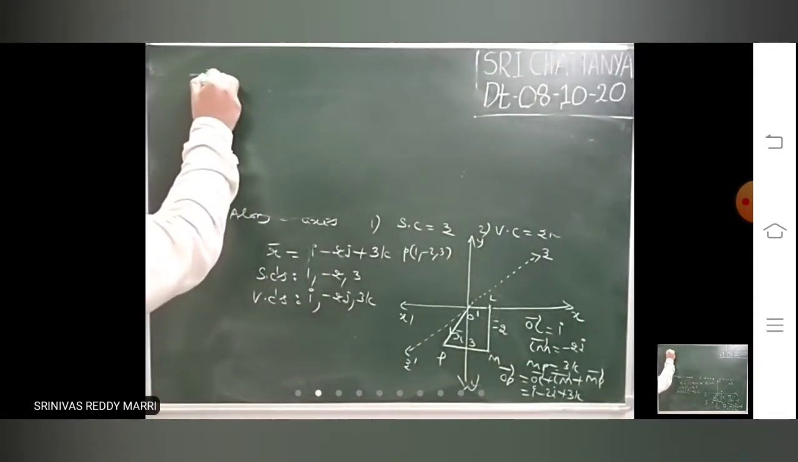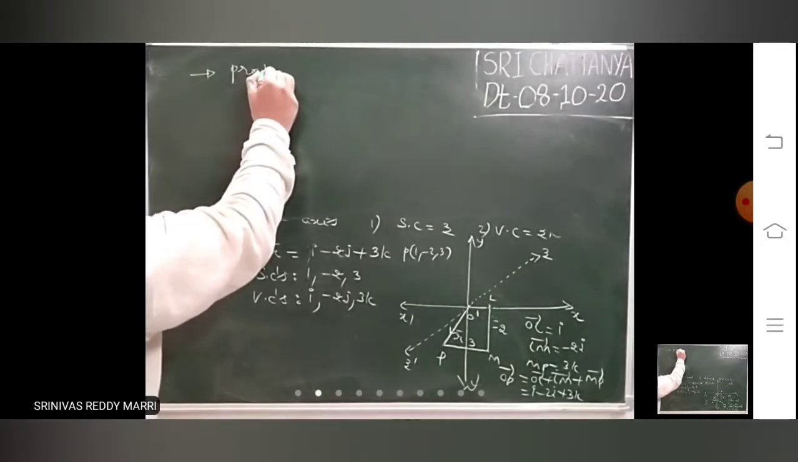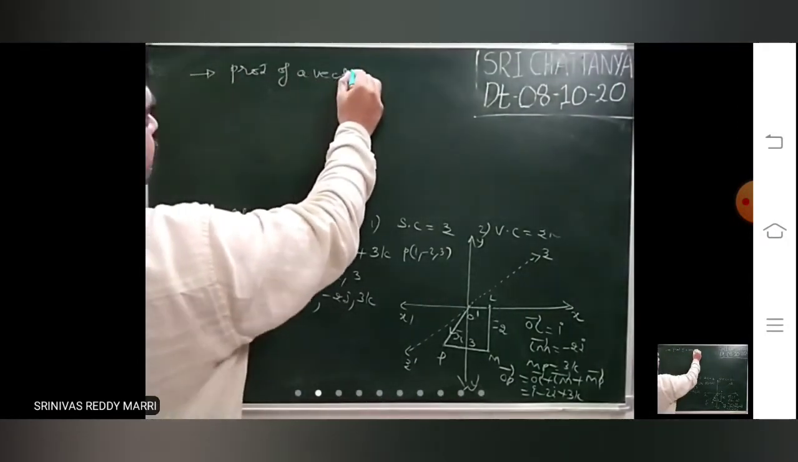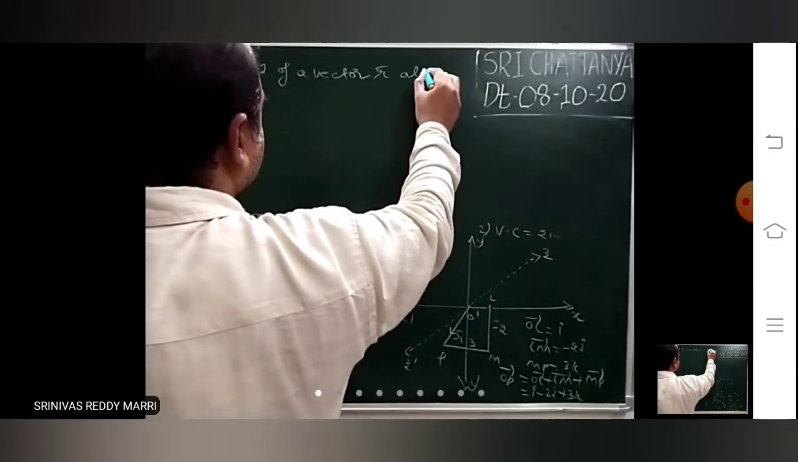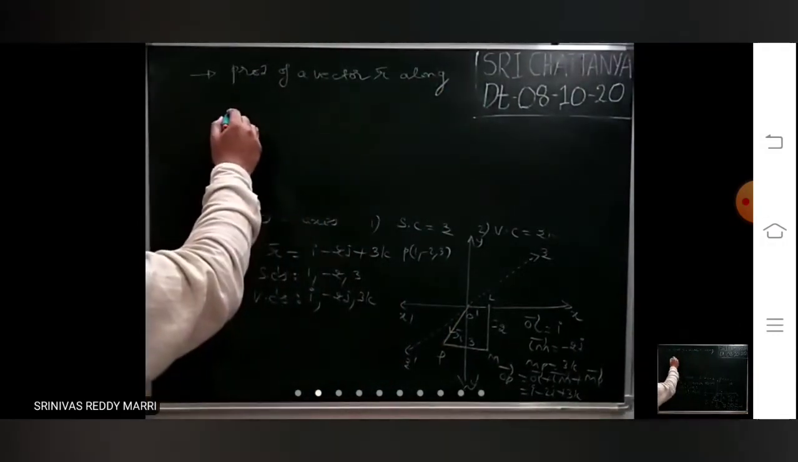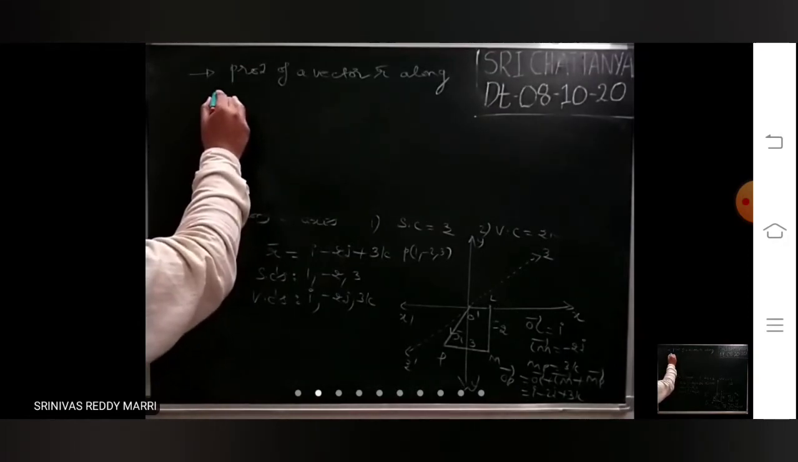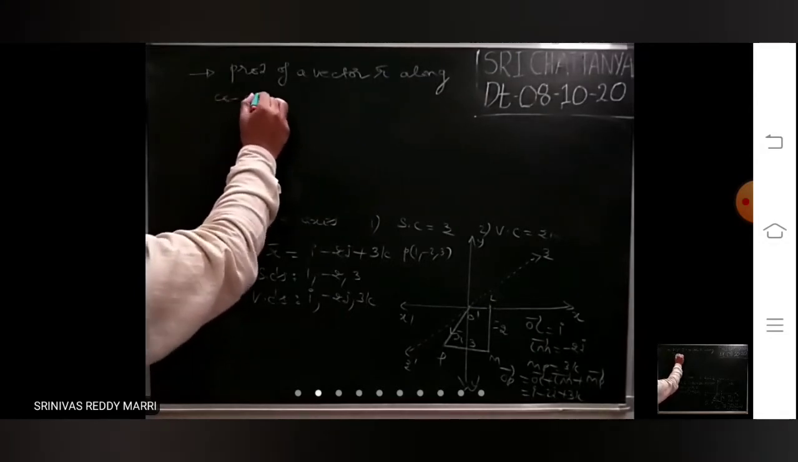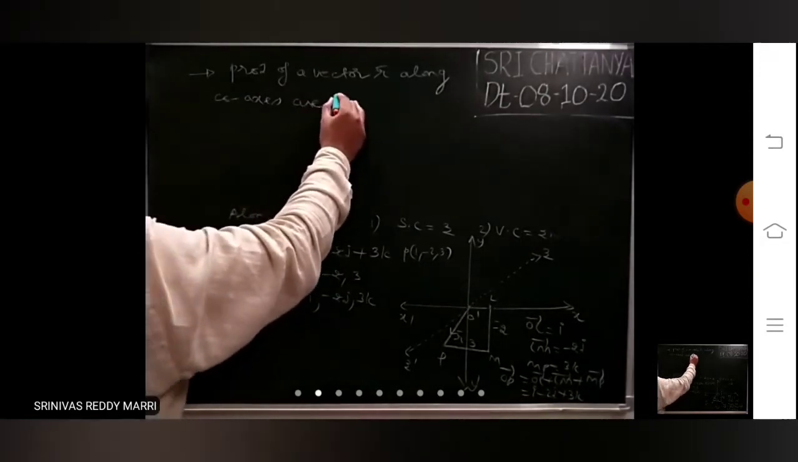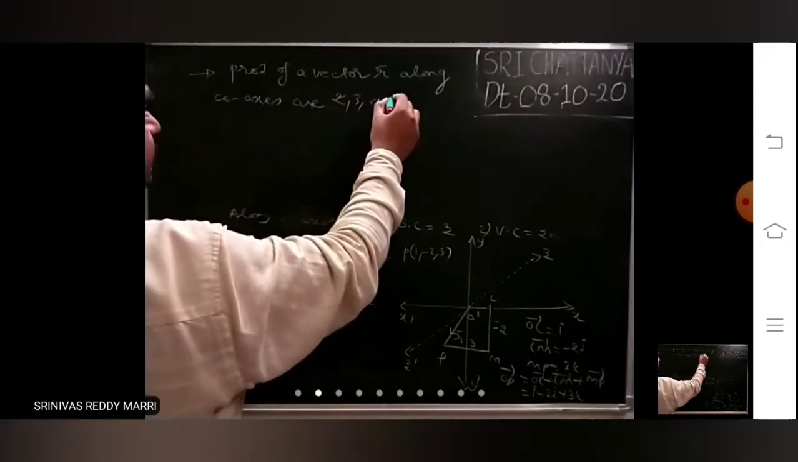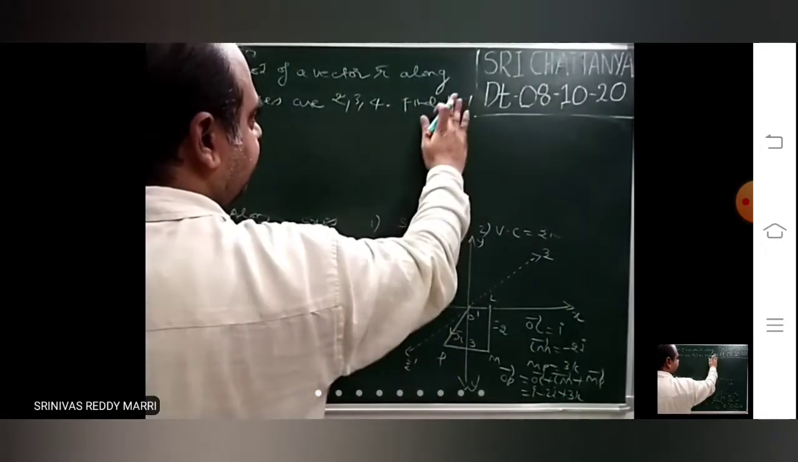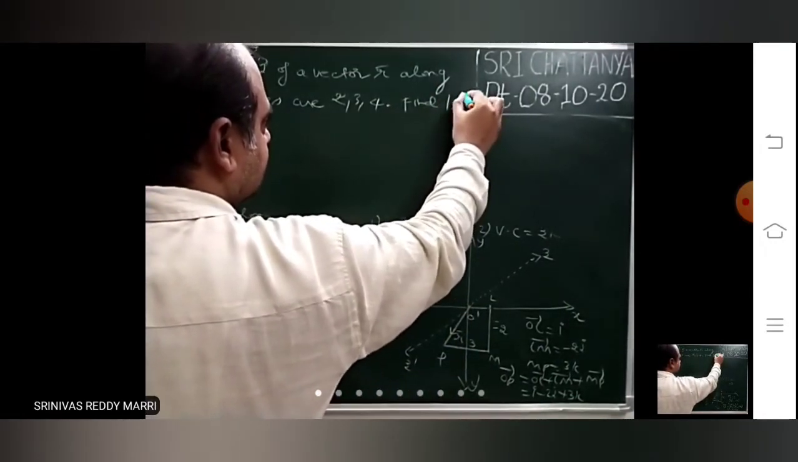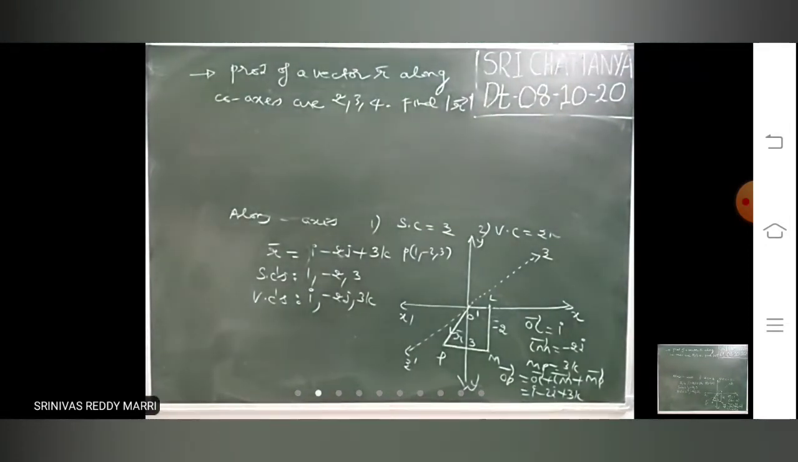Suppose the projections of a vector r bar along the coordinate axes are 2, 3, 4. Find modulus r bar. Find modulus r bar.